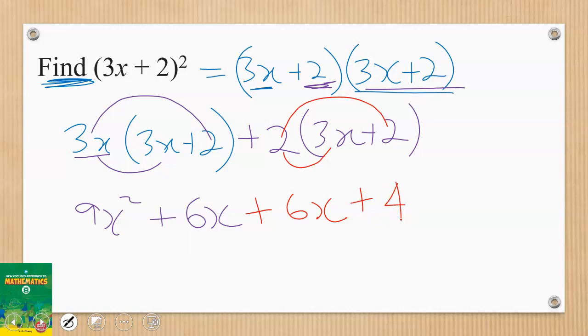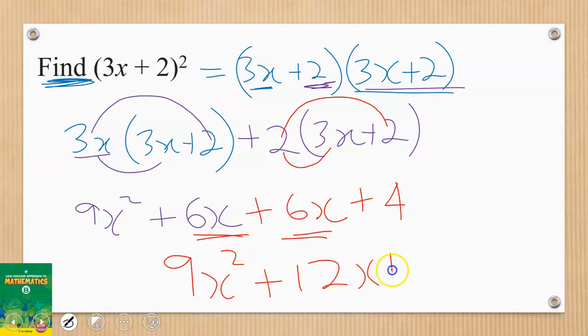Then we check if we have like terms. Yes, we do. This and this are like terms. So we have our 9x squared here. These together will give us 12x, then plus 4. And so again, we leave our answer as such.